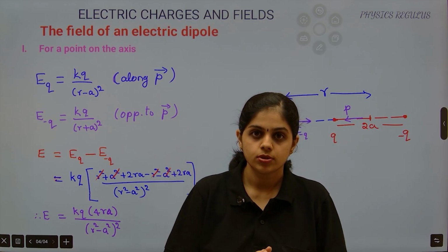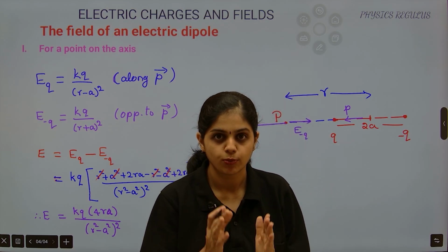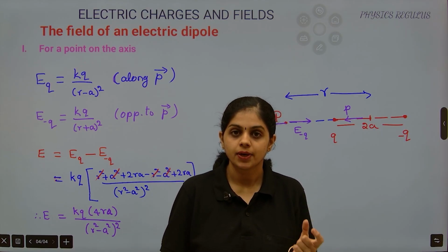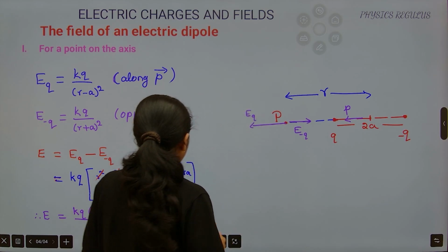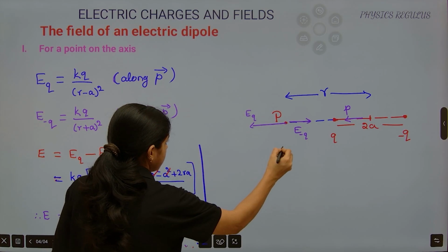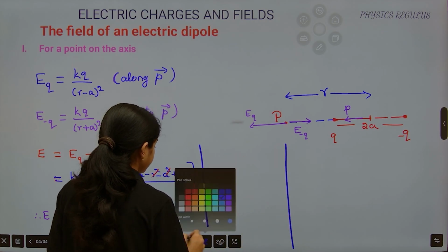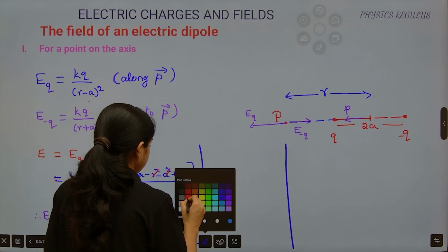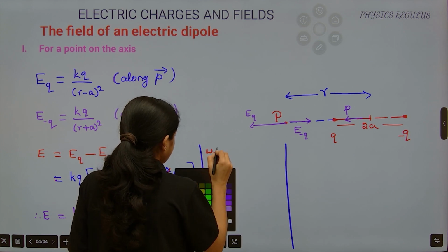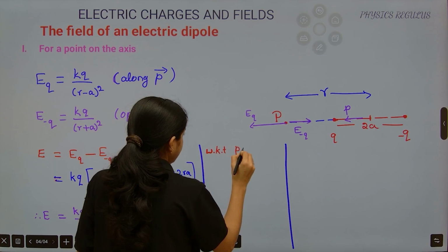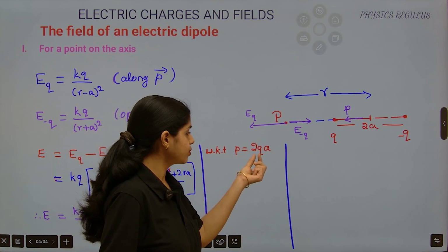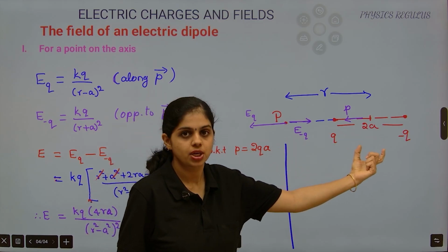We already know about electric dipole moment P. Electric dipole moment is given by the magnitude of charge times the separation between the two charges. Because of less space, I am making compartments here. We know that dipole moment P is equal to 2QA. Q is the magnitude of charge and 2A is the distance between the two charges.